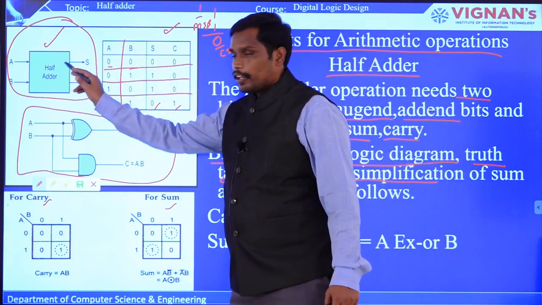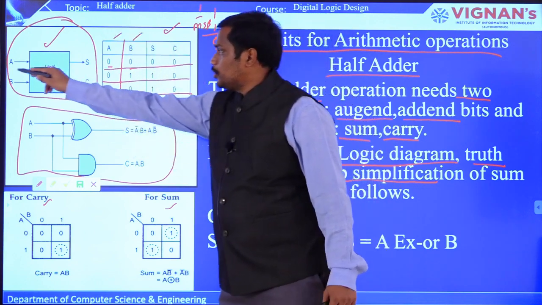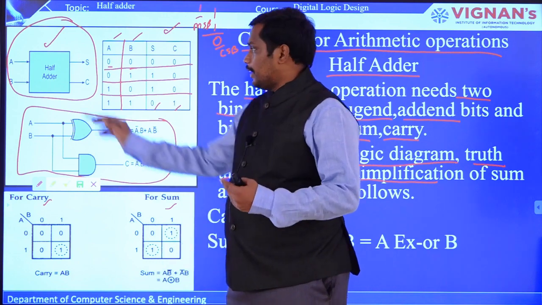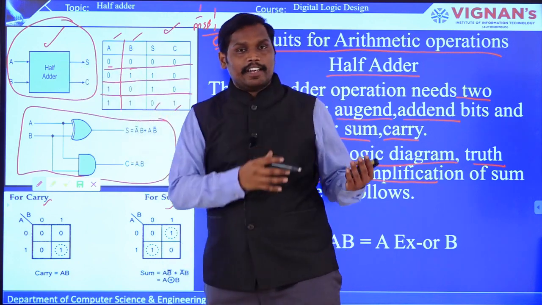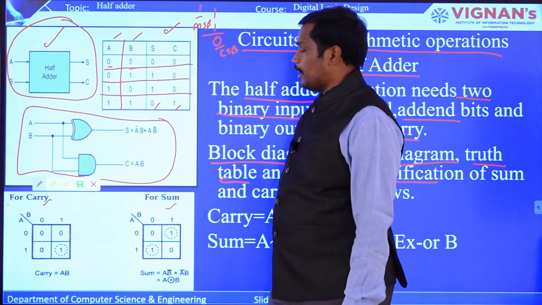Now the block diagram. How does the block diagram look? There are two input variables, which are given as input to this combinational circuit. Half adders and full adders all come under combinational circuits. Now you can see sum and carry.